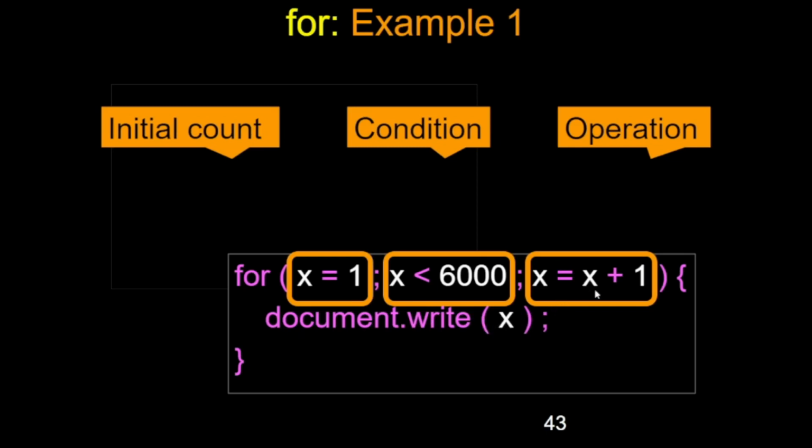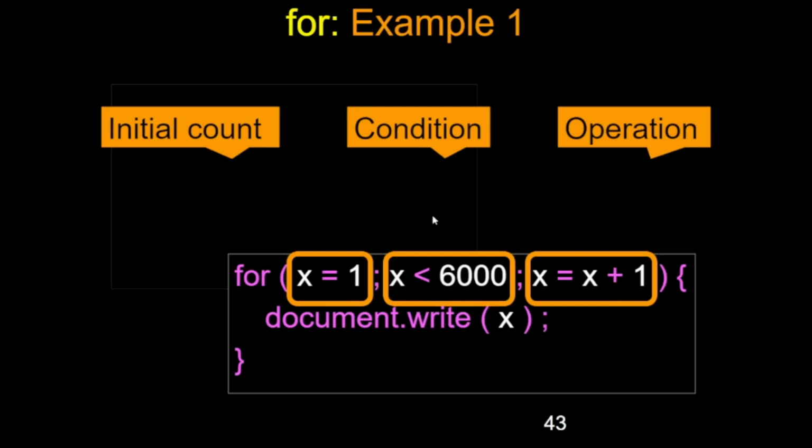It will again check the test condition. If it's true, it will go back to execute the statement, then update the expression again. It will check the test condition again, and if it's true, it will execute the statement inside the curly braces, then update the expression once more. This process will go on and on until the test condition evaluates to false. As soon as it evaluates to false, that means x is greater than 5999 or x is equal to 6000, it will terminate the loop and follow the statement which comes just after the closing curly brace.